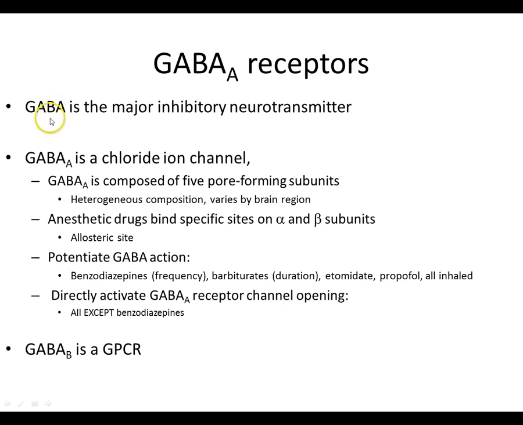Again, GABA is the neurotransmitter. It's an amino acid, and it's the major inhibitory neurotransmitter in the brain itself. In the brain stem and in the spinal cord, glycine is a major inhibitory neurotransmitter.